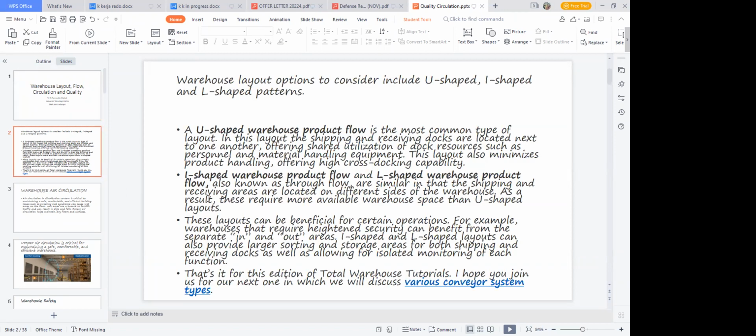Here we talk about the layout, the arrangement of this warehouse. There is a U-shaped warehouse flow. There is an I-shaped warehouse flow. Now let's talk about the U-shape.